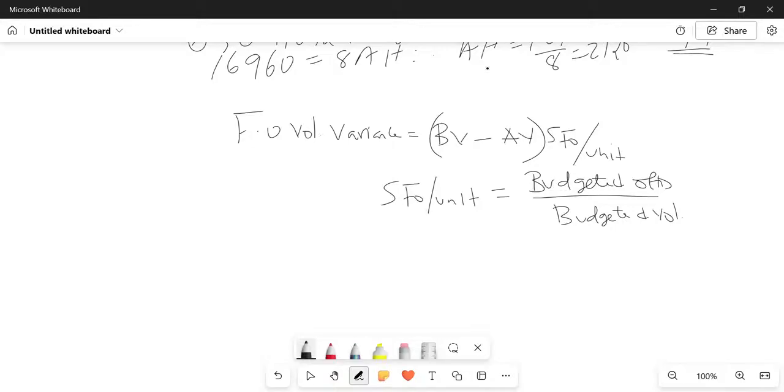Do we have these standard fixed overheads per unit anywhere? We even have it. Is it 10 or 50? You see, 10 is per hour, and we have got 5 hours. So each unit will be how much here? 50. So actually this is given to us. Standard fixed overheads per unit, we have 50 there.